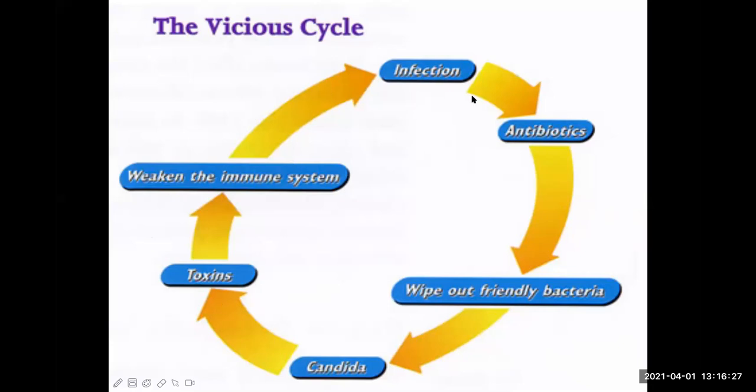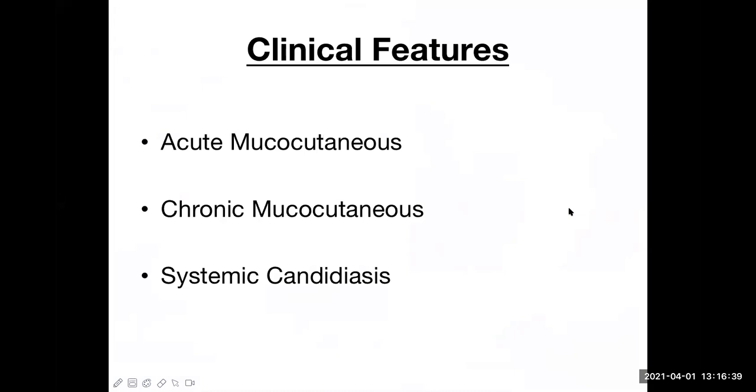So this is a type of vicious cycle, and we have to break this cycle somehow, either by early treatment or by treating this infection nicely. Now, what are the clinical features of candidiasis? See here. There may be different types: acute mucocutaneous candidiasis, chronic mucocutaneous, and systemic. So in this class, we only focus on the mucocutaneous form.